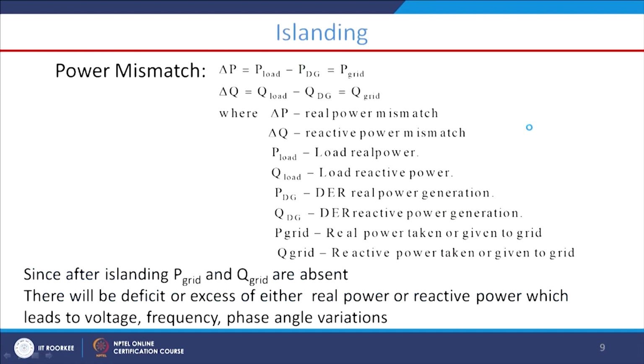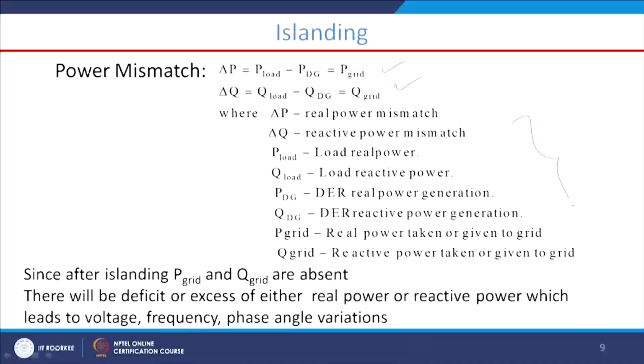And as I have shown here, you can see that del P is equal to P load minus P DG, that is P grid, and del Q is equal to Q load minus Q DG, the difference between the load reactive power and the DG reactive power. So, these are the terminology I have just written here, the words and the definitions.